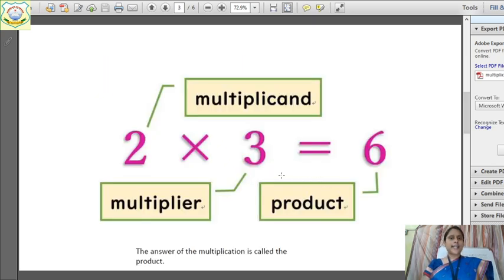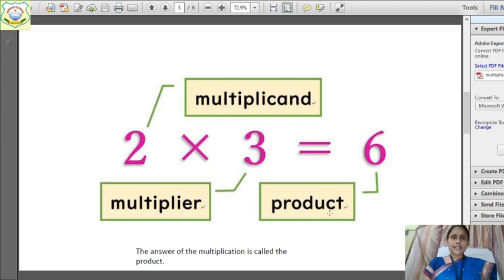This is our next slide. See, here again it is written in horizontal form. Multiplication is given in horizontal form. In it also, the number which is being multiplied is known as multiplicand, and the number by which it is being multiplied is called multiplier, and the answer that we get is known as product.